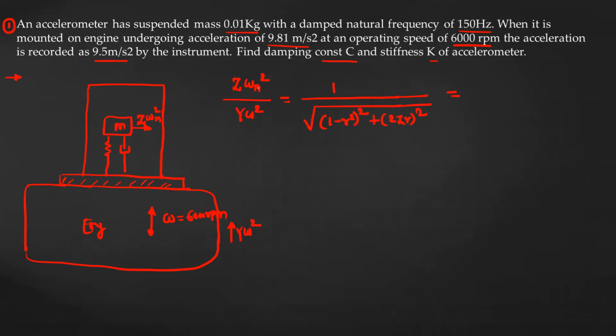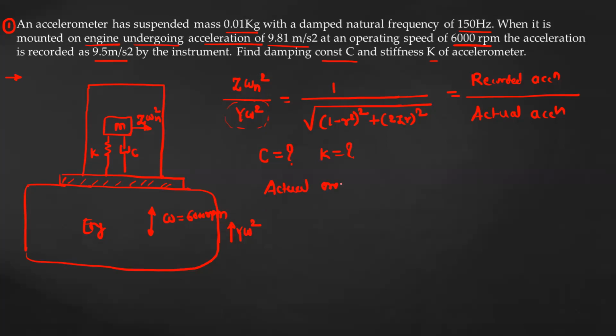So what is Z omega n square? This is the recorded value of acceleration. So this is nothing but the recorded acceleration upon the actual engine acceleration. And what is the question? We have to find out the damping constant C, that means this value, then the K value for the accelerometer. And what is given in the problem? Engine undergoing the acceleration. That means the actual acceleration is given.